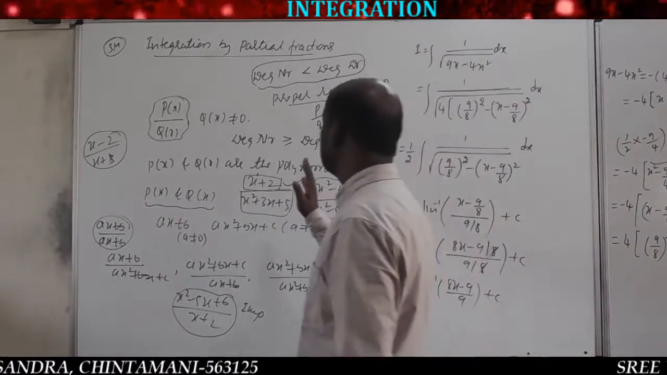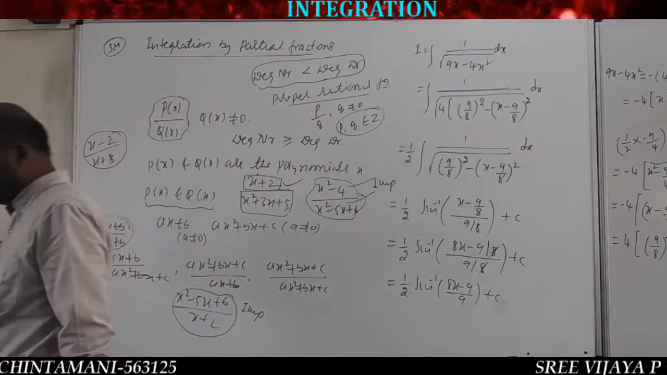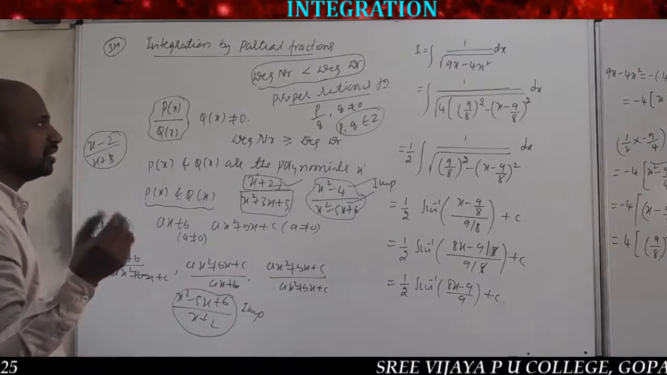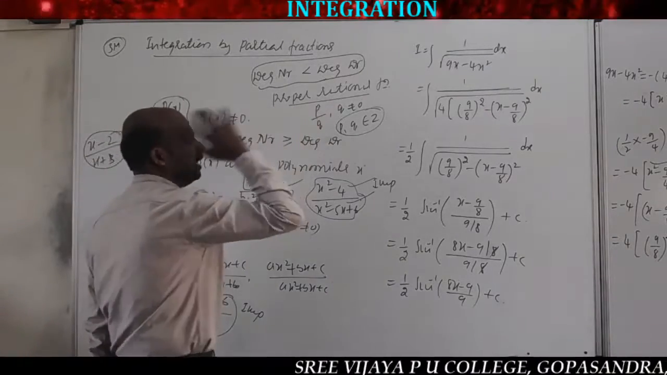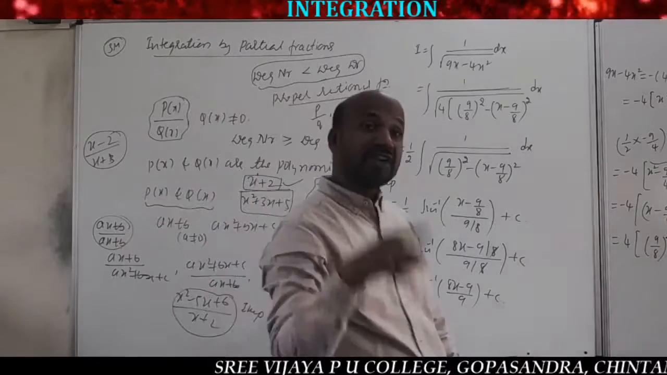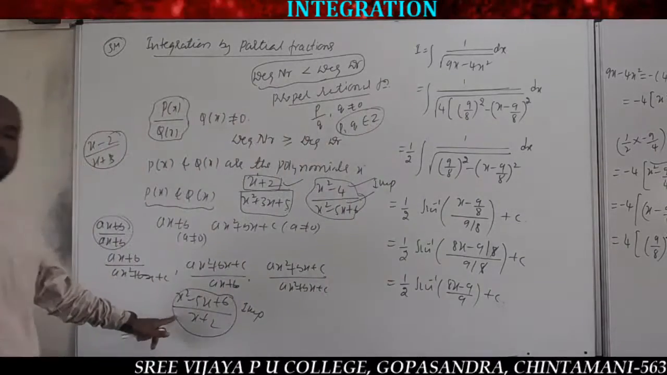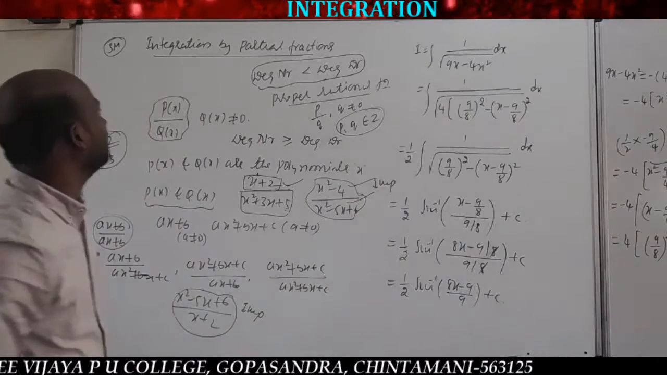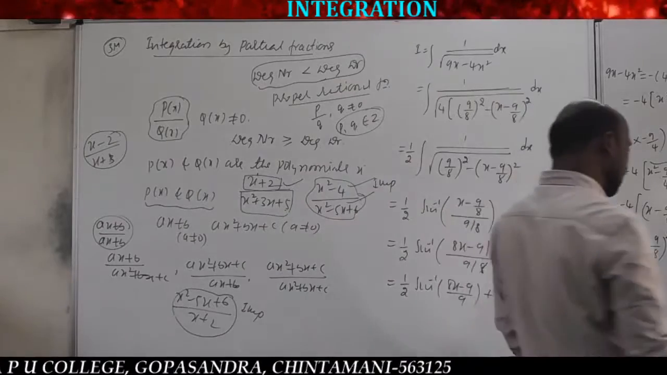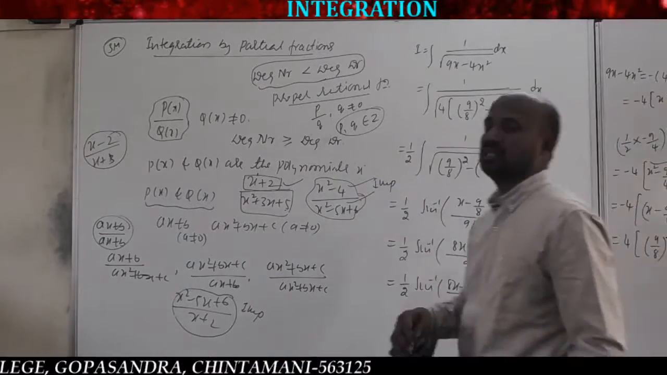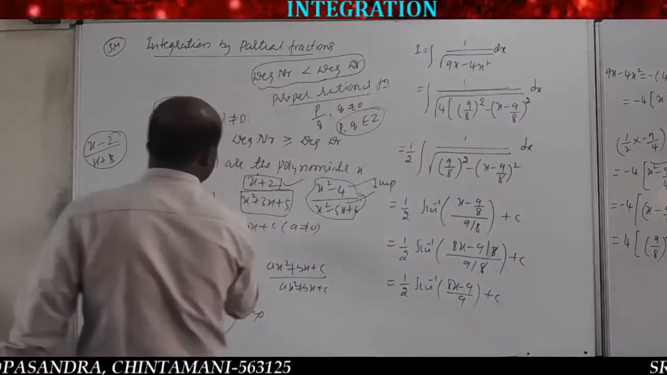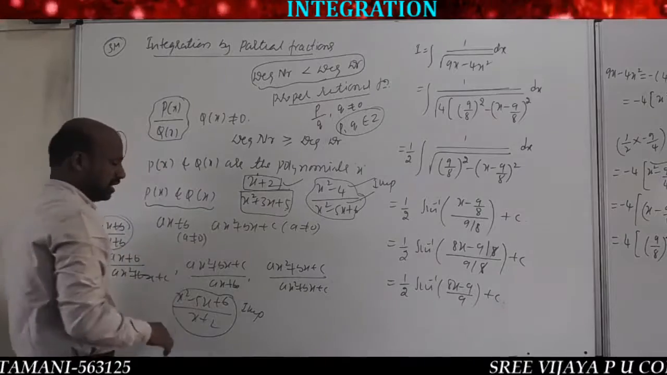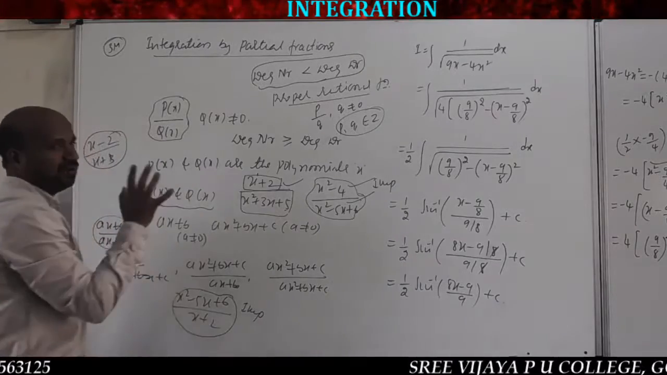Means the rational functions are of two cases. Whether it is a proper rational function or it may be an improper rational function. If it is a proper rational function, then how to integrate such functions? If it is an improper rational function, then how to find the integrals of such functions? So, can be resolved in integration by partial fractions. So, in this case, we have to find the integrals of proper rational functions and improper rational functions.